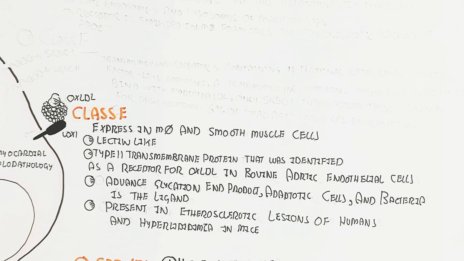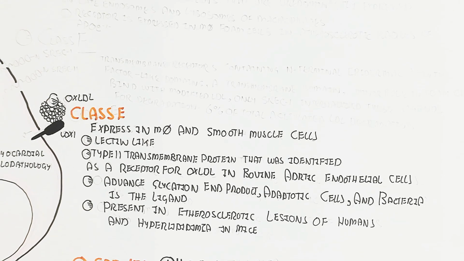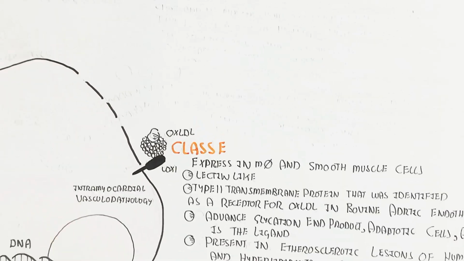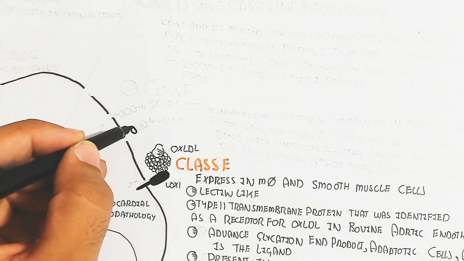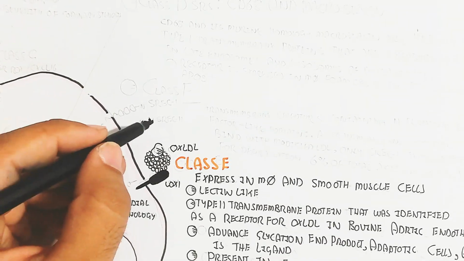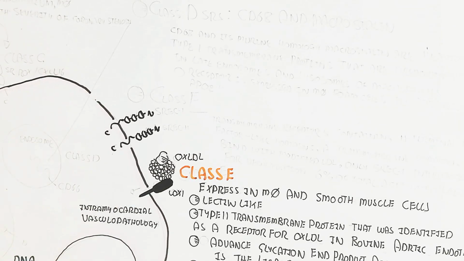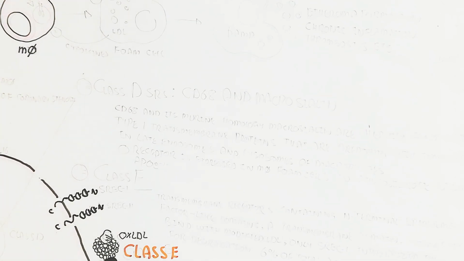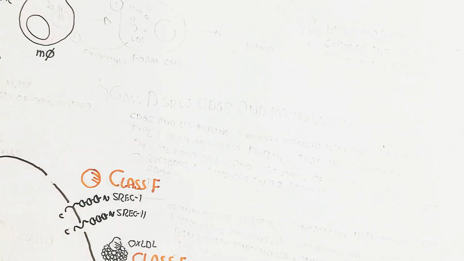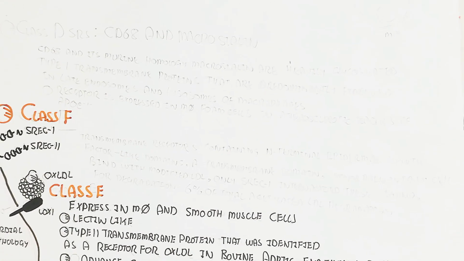It is a type 2 transmembrane protein that was identified as a receptor for oxidized low density lipoprotein in bovine aortic endothelial cells, and advanced glycation end products, apoptotic cells and bacteria are its ligands. On the other hand, it is present in the atherosclerotic lesions of humans and in hyperlipidemia in mice. Class F contains the Scavenger receptor EC1 and 2.